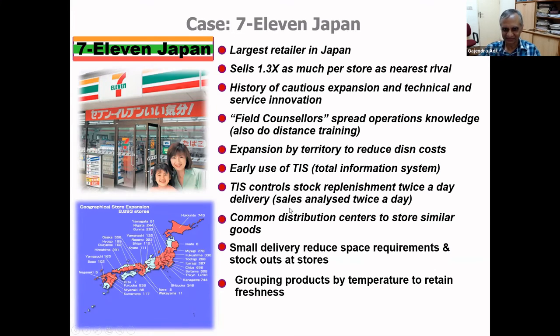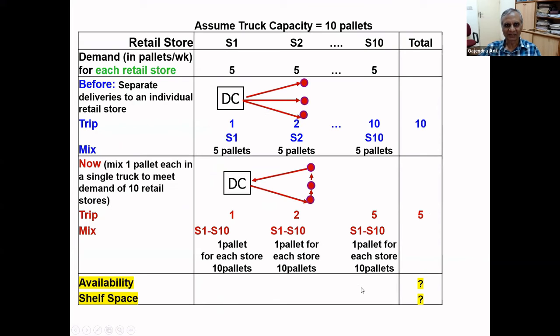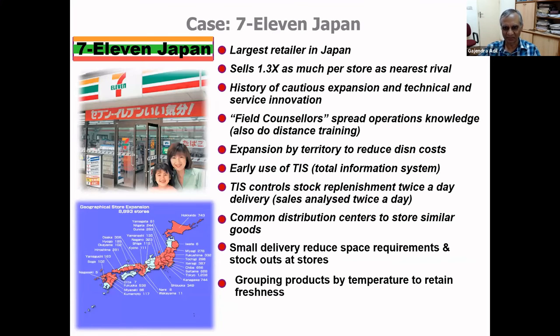They used TIS. Okay, and TIS tracks when the product is sold, time-wise. Common DCs were implemented. Smaller deliveries were used. Okay, and products were grouped. These are some major things in the case. But what I want to discuss is this part first.